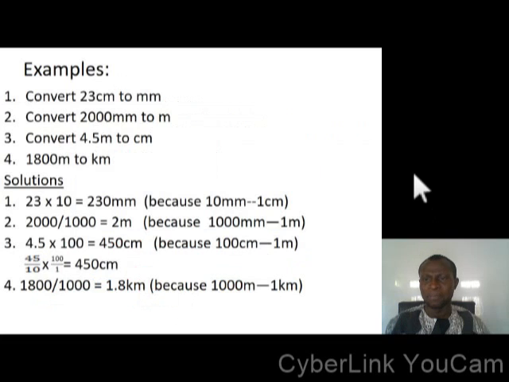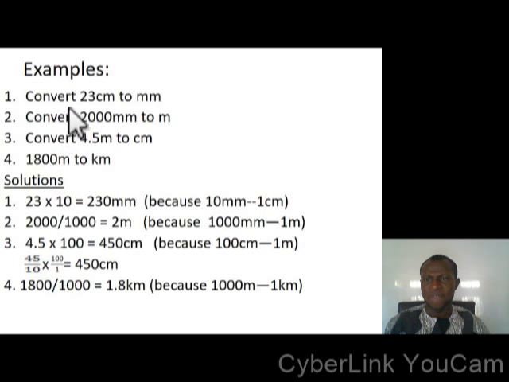Here we have some examples. Number 1, convert 23 centimeter to millimeter. Number 2, convert 2000 millimeter to meters. Number 3, convert 4.5 meters to centimeters. Number 4, convert 1800 meters to kilometers. Now let's have a look at the first one.